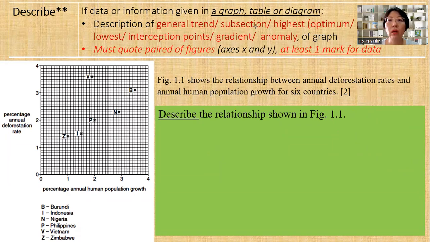Then after that, what is the highest point or optimum or plateau? So if it becomes a plateau, where is it? Then what is the lowest point? Where is the intersection point?